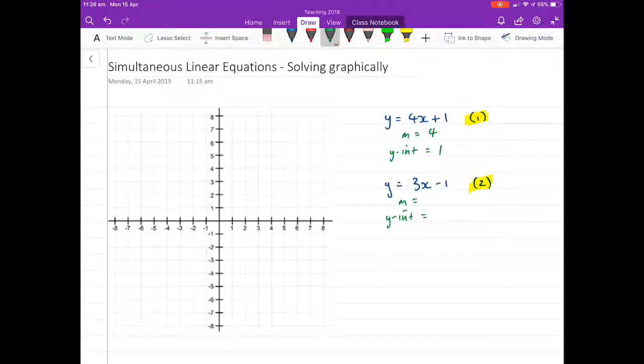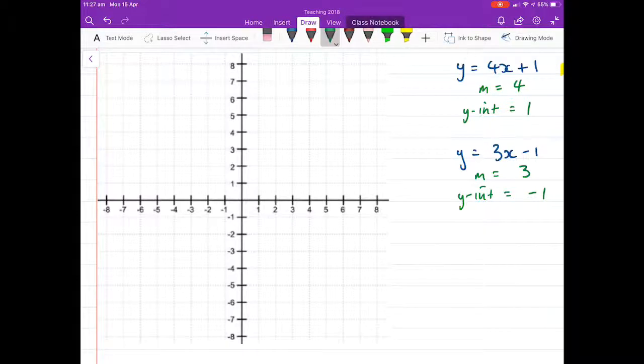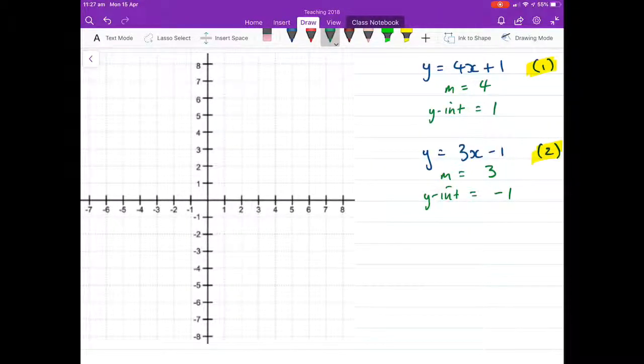So we're going to go through and identify the gradient and the y-intercept for each. Equation 1, we've got a gradient of 4 and a y-intercept of 1. Equation number 2, we've got a gradient of 3 and a y-intercept of -1. We now have enough information from both those equations to plot a couple of points on this graph and join those lines up.